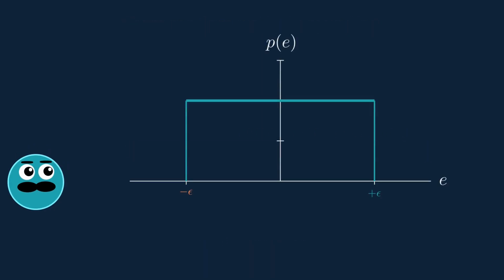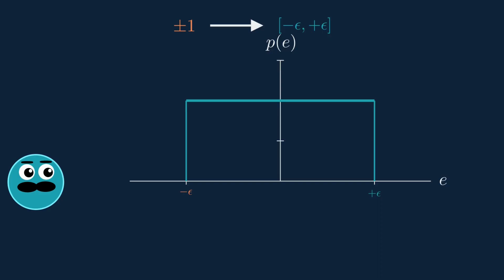So the error is uniformly distributed in this interval. This means that every value between minus epsilon and plus epsilon is equally likely. So the probability density is 1 over 2 epsilon for e between minus epsilon and plus epsilon, and 0 outside this range. This is the main difference compared to our one-dimensional discrete random walk. Here, every step was either 1 or minus 1. Here, the step can be any tiny value between minus epsilon and plus epsilon.